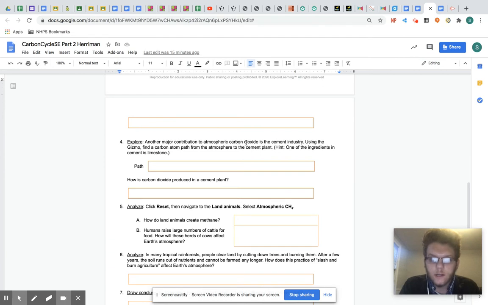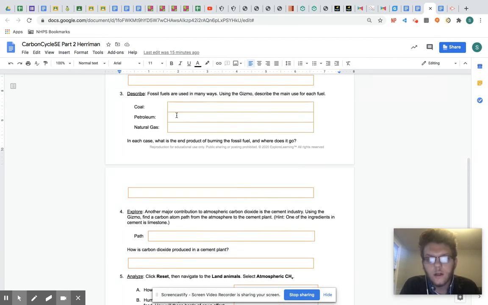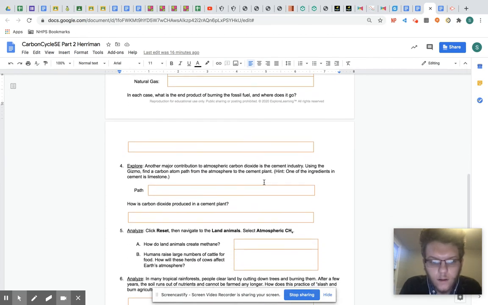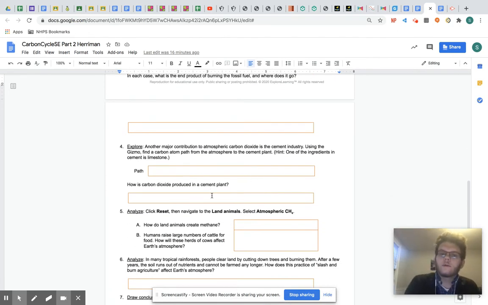Another thing that is mentioned here is cement. Beyond the fuels that use carbon, cement also uses carbon. So you're going to find the pathway to achieve cement from atmospheric carbon. One hint they give is that it includes limestone. So if we can find a pathway from atmospheric CO2 to limestone, then that will give us the ability to get to cement. Once we hit cement, we want to read up on what it tells us about cement to understand how carbon dioxide is produced by the cement plant.